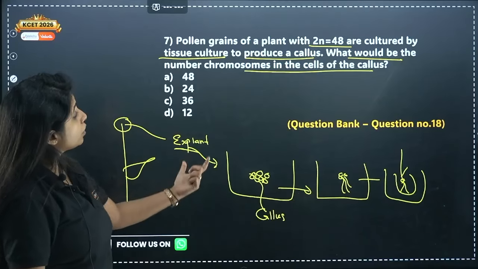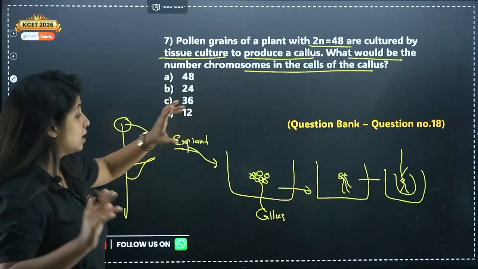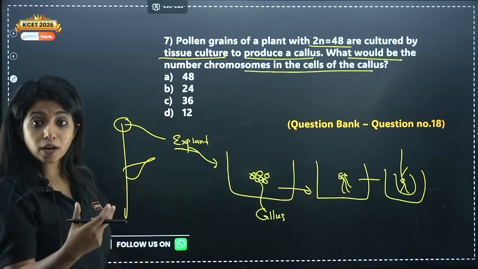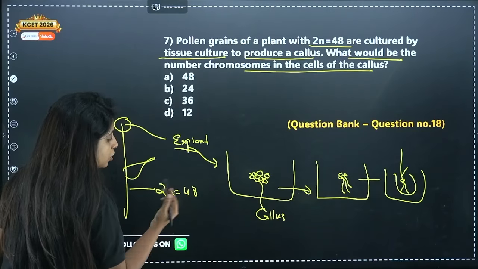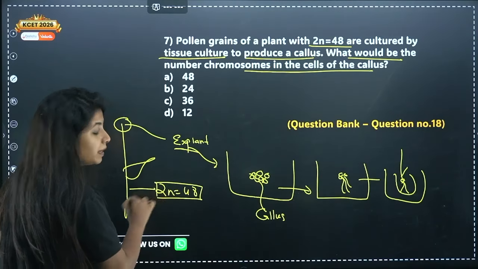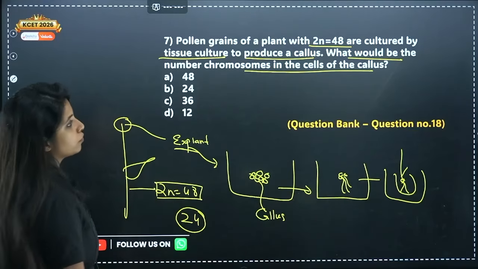Okay. Now here you are saying the pollen grains. You are not taking the plant, you're taking the pollen grains of a plant. The plant is diploid, 48. The pollen grains will not be diploid, they will be haploid in nature. The pollen grains will have only 24 chromosomes.